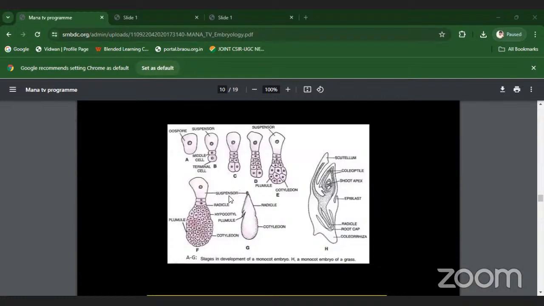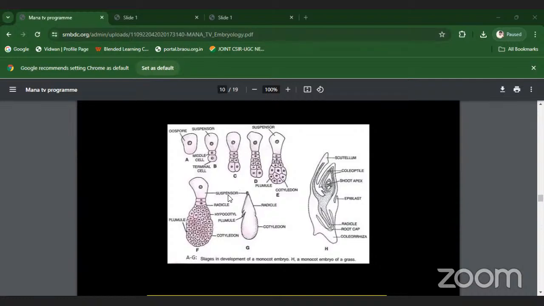So this is the structure of a monocotyledon. Embryogenesis in monocots is similar to dicots. Don't get confused here. One word is enough: embryogenesis in monocots is similar to dicots up to the formation of the octant.